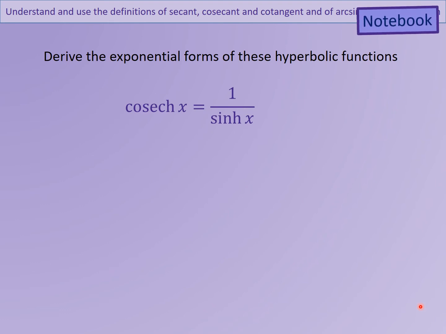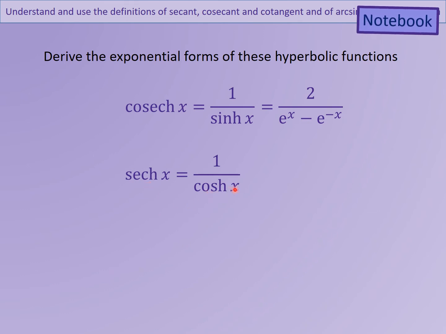I know that cosech is 1 over sinh. I know that sinh x is going to be e^x minus e^minus x over 2. So 1 over it means you just flip that over. So cosech is 2 over e^x minus e^minus x, the reciprocal of it. For the same reasoning, cosh is e^x plus e^minus x over 2, so sech is 2 over e^x plus e^minus x. You flip the fraction over again.